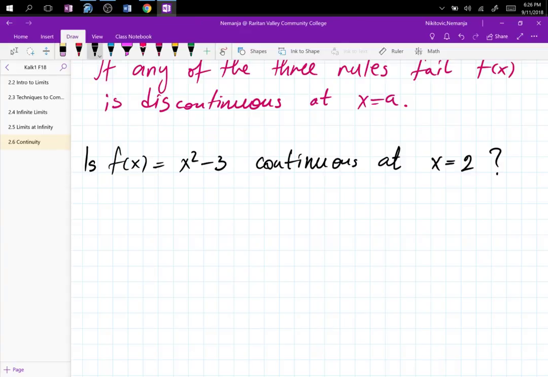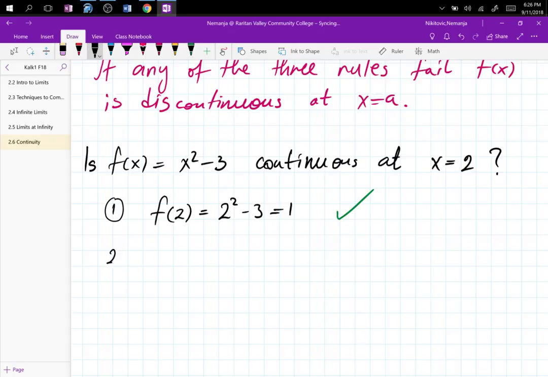So the first rule says that f of 2 must exist. All right, that's 2 squared minus 3, which is 1. Here's your green check mark because number 1 passed.